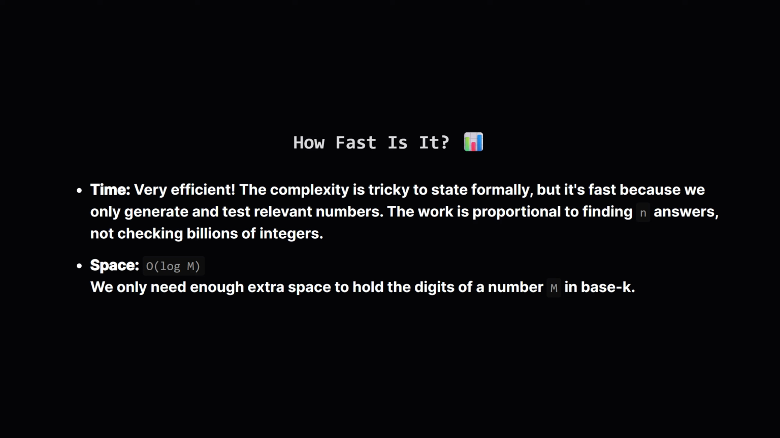So how much better is this approach? It's night and day. The time it takes to run is no longer tied to the gigantic size of the final answer. Instead, it's just related to how much work it takes to find n valid numbers. Since we're generating candidates so efficiently, this is very fast. For memory, or space complexity, we're also in great shape. The only significant extra memory we use is to temporarily store the digits of a number when we convert it to base k. The number of digits grows logarithmically with the number, so this is very small. We describe this as big O of log m, where m is the number we're converting.